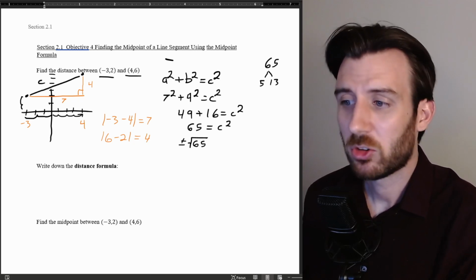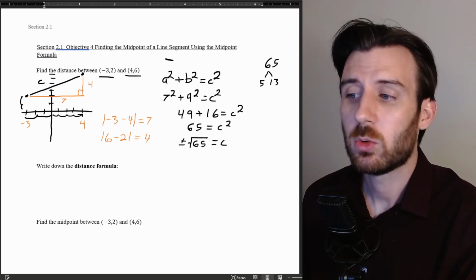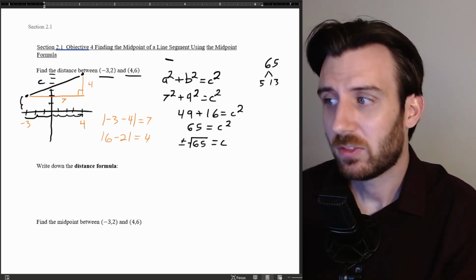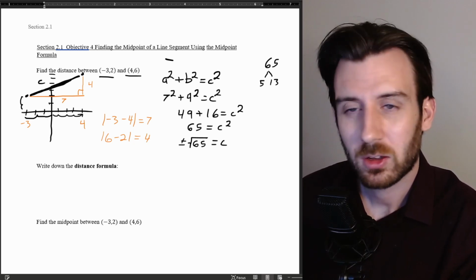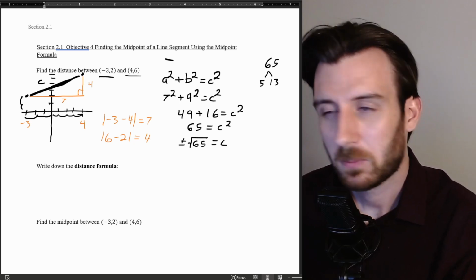No, it's not going to simplify anymore, so that's about all that we've got. So c is going to equal plus or minus square root of 65. That means that this length right here is either positive square root of 65 or negative square root of 65. Which one do we think here is the square root of 65?